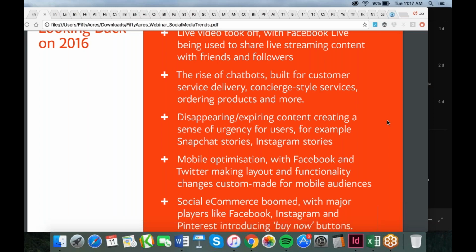Concierge-style services and ordering products, and much more. Disappearing or expiring content, a bit like what Snapchat uses. You're probably familiar with Snapchat. Things are ephemeral. We'll talk a little bit more about that going forward. Creating a sense of urgency for users, for example, Snapchat stories or Instagram stories. A number of other platforms are getting into this ephemeral, disappearing content.